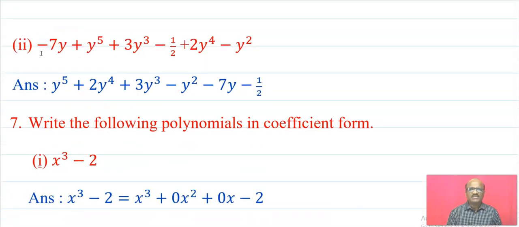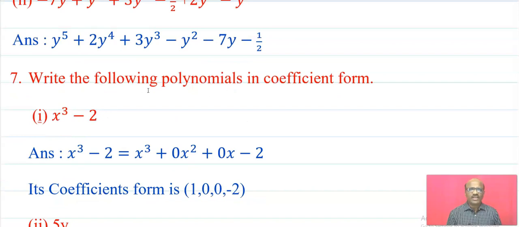Now next is minus 7y plus y raised to 5 plus 3y cube minus 1 upon 2 plus 2y raised to 4 minus y square. The highest power is 5, so it becomes y raised to 5 plus 2y raised to 4 plus 3y cube minus y square minus 7y minus 1 upon 2. The order is again decreasing, that is 5, 4, 3, 2, 1 and 0.